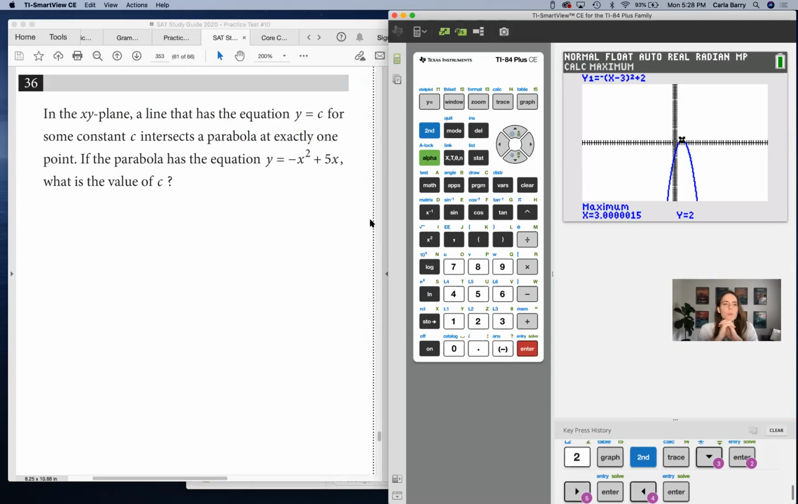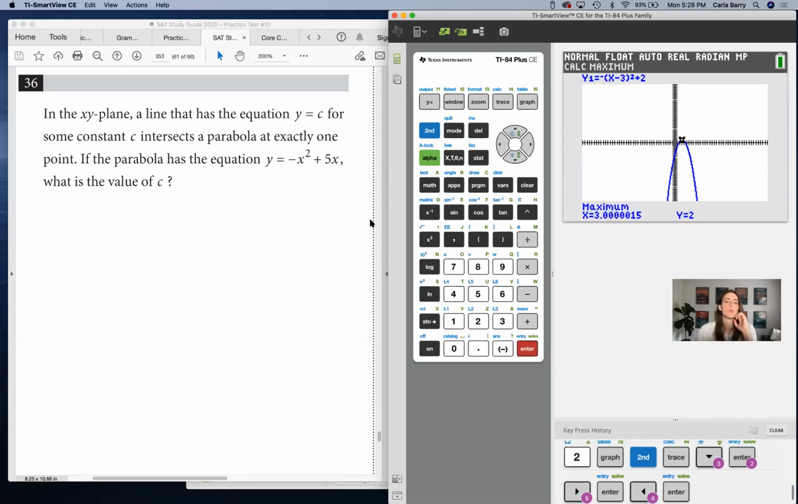So it says, in the XY plane, a line that has the equation y equals c for some constant c intersects a parabola at exactly 1 point. If the parabola has the equation y equals negative x squared plus 5x, what is the value of c? Let's just think it through. Okay, so you shouldn't really have to put your pencil to paper for this question that much.